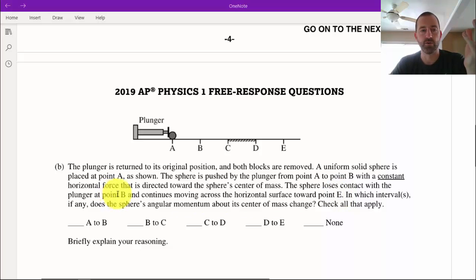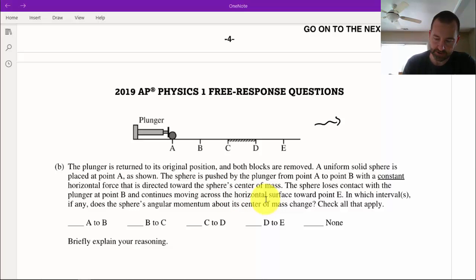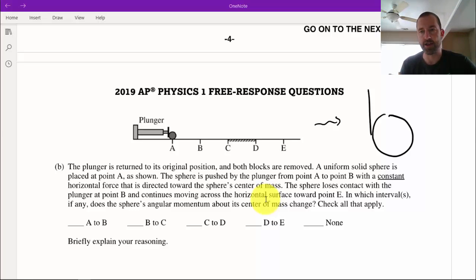with a constant horizontal force that is directed towards the sphere's center of mass. That's important. In the picture here, it doesn't quite look like it. If I draw it off to the side, here's the plunger and here's the sphere. You might think that it's pushing on the top half of the ball, but it's not. They're saying it's pushing on the center of mass of the ball. It's not pushing on the top. That's an important little detail.